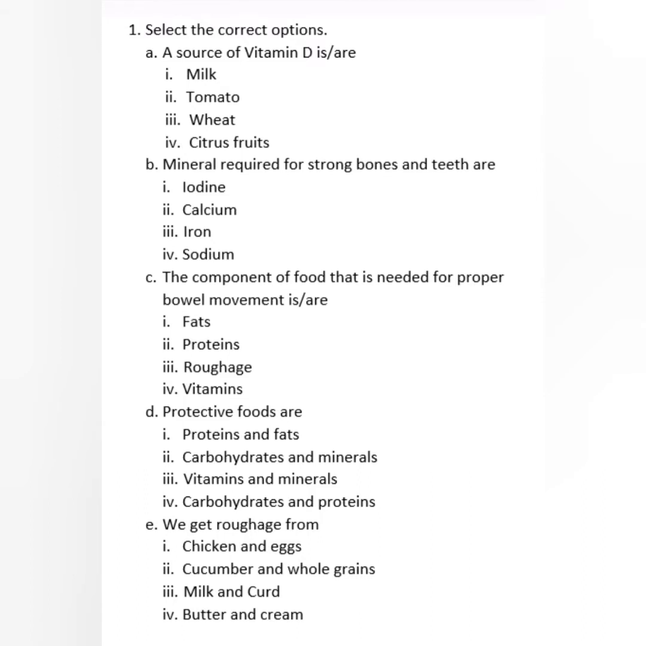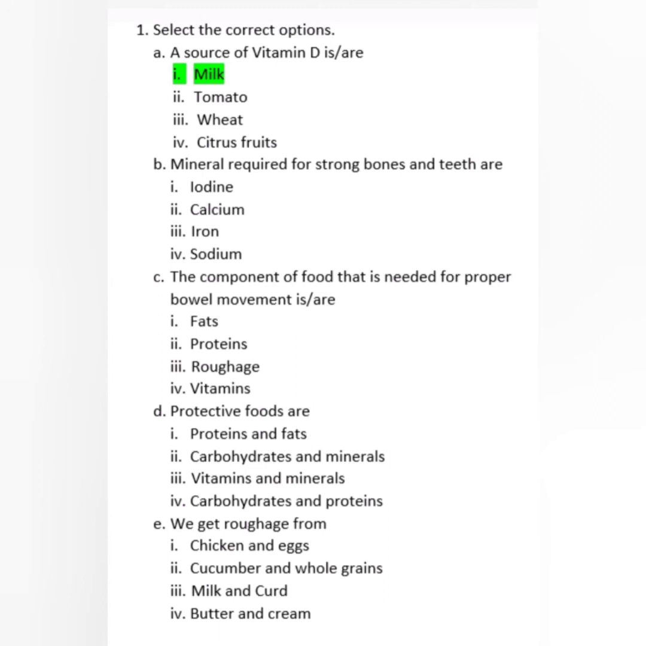Question number 1. Select the correct option. A source of vitamin D is. 4 options are given here. First, milk. Second, tomato. Third, wheat. Fourth, citrus fruits. We studied earlier, the main source of vitamin D is sunlight. But in food items, we have to find out. Here, the citrus fruits we studied contain vitamin C. Wheat is a carbohydrate containing food. Then tomato contains vitamin K. Then what is left, you know. That is the correct answer.